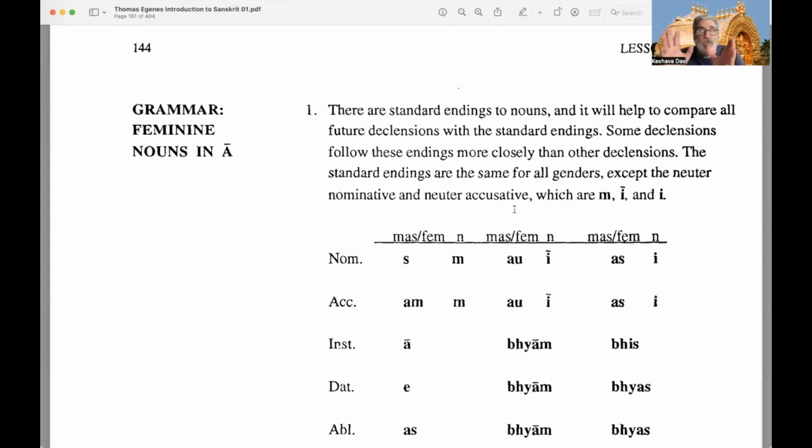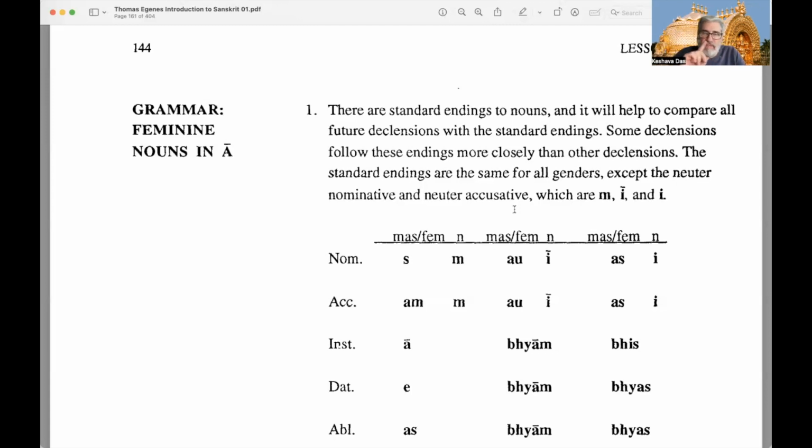But the bulk majority of masculine nouns are short A-ending, right? The bulk majority of neuter nouns are short A-ending and follow patram, pushpam like that. So we're going to learn long A-ending feminine nouns.